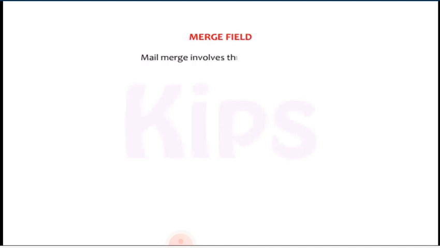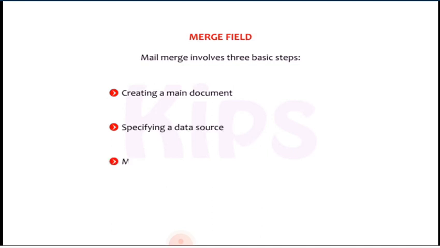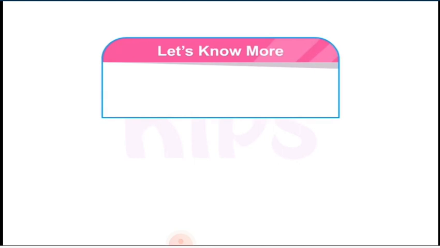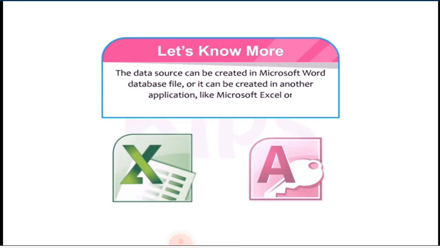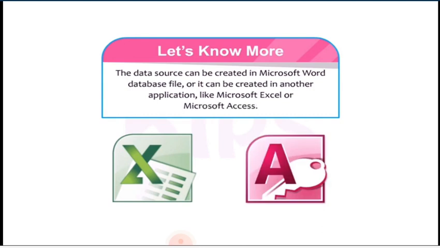Mail merge involves three basic steps: creating a main document, specifying a data source, merging the data source with the main document. Students, let's know more. The data source can be created in Microsoft Word database file, or it can be created in another applications like Microsoft Excel or Microsoft Access.